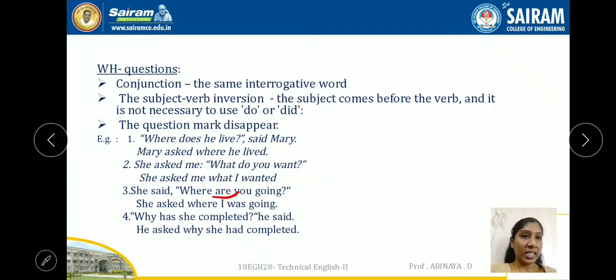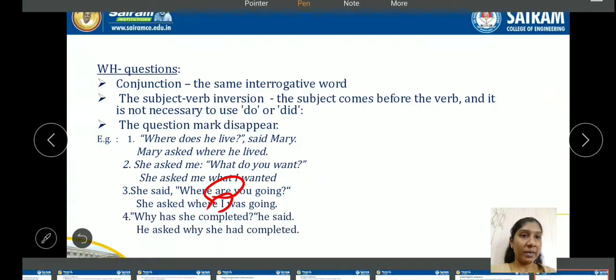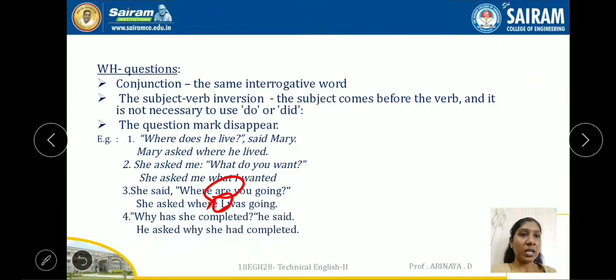So accordingly, this are has to change if it is the verb. If the subject is singular, this are has to change to the past tense as was, and if it is plural, this was has to change as were. So she said, where are you going? She asked where I was going, right? Next.